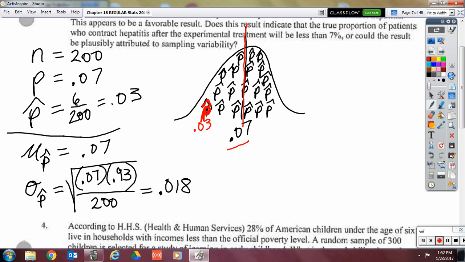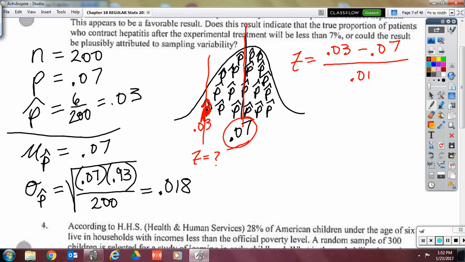Or is it way far away? I want to know how far away this is, because if it's really far away, then I'm going to start thinking Alito doesn't have 7% defective. They have actually something less. So I get my Z-score, to see how 0.03 compares to that 0.07. And when I did that, I got a Z-score of negative 2.02. What do you have to say about a Z-score of negative 2.02? Would it be considered an outlier?